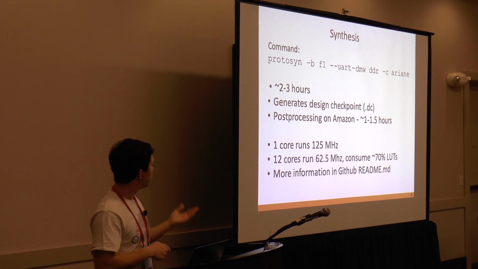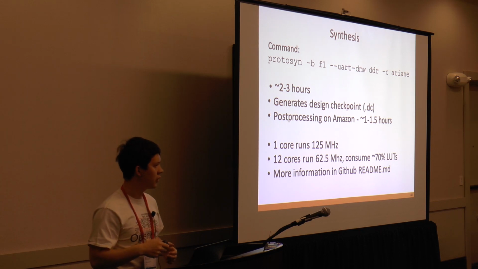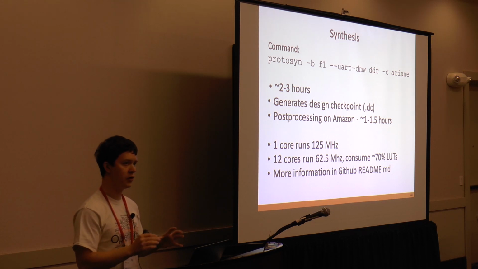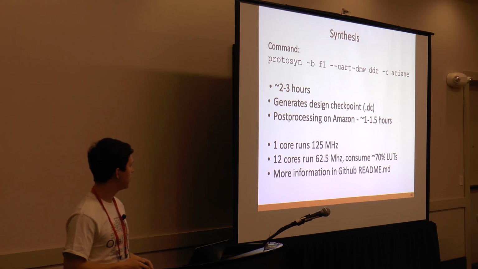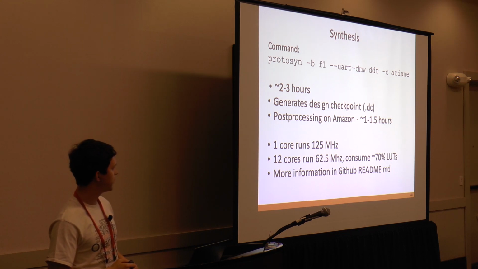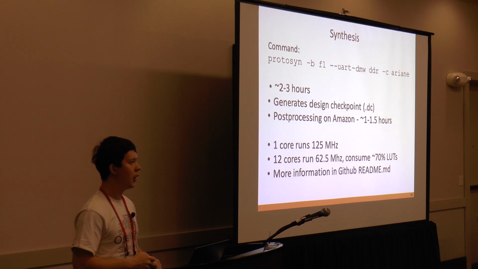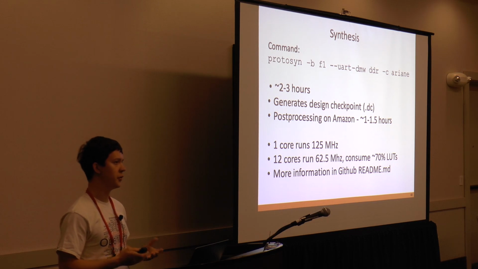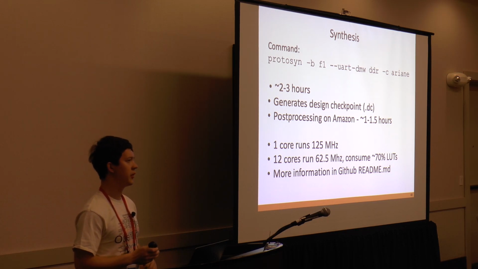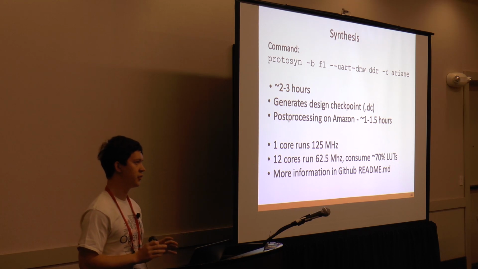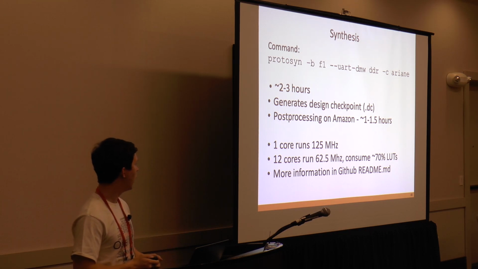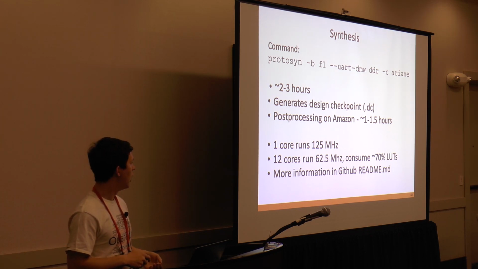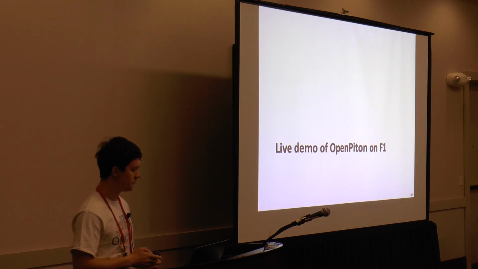We managed to get 1 core running at up to 125 megahertz on that larger FPGA in the cloud. We also managed to fit 12 cores running at 62.5 megahertz on that FPGA, and it consumes around 70% of the lookup tables on the FPGA. So we could probably fit more. It just requires more careful placing of your logic on that FPGA. And it is included in our latest release. So if you're interested, feel free to go and take a look at the README.